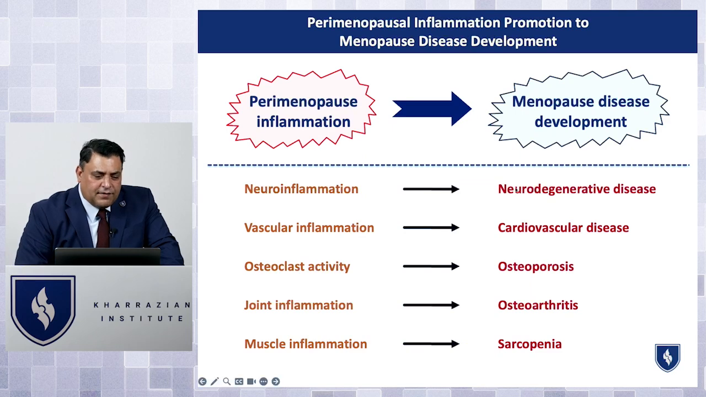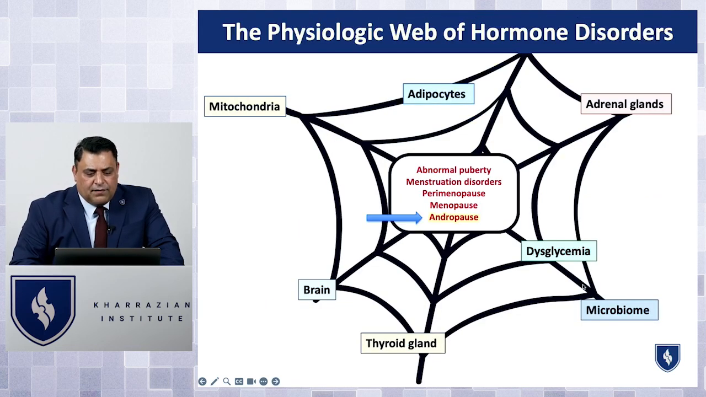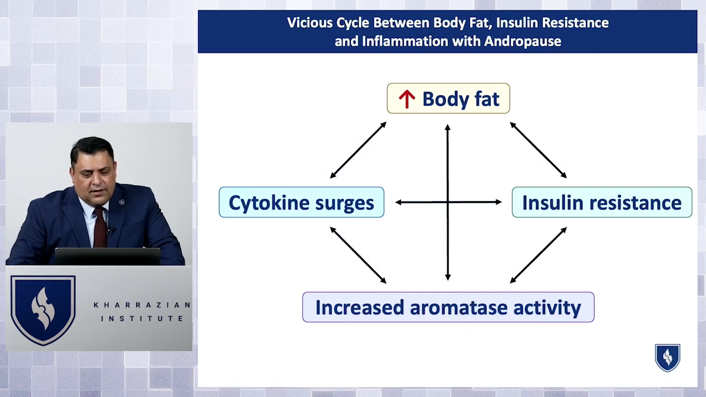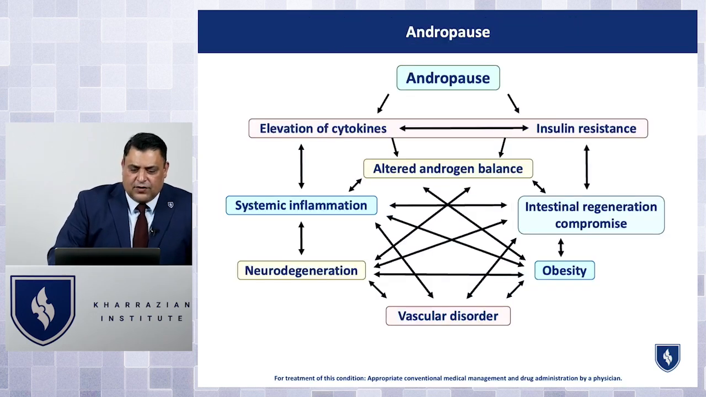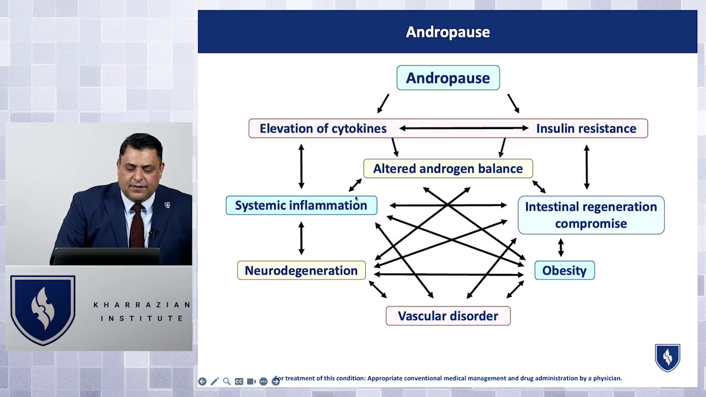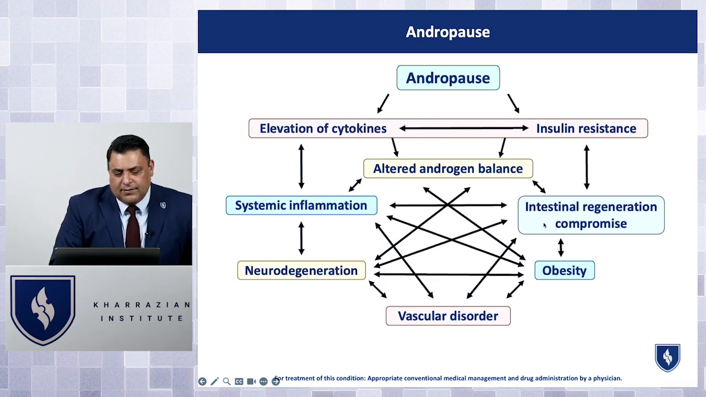If these perimenopause inflammatory pathways that are developed are not addressed, then they progress into neurodegenerative diseases and cardiovascular diseases and osteoporosis and sarcopenia and so forth. Then finally, with males with andropause, it's this vicious cycle between increased body fat, insulin resistance, increased hormone activity, and cytokine surges. And then these vicious cycles start to develop between obesity and systemic inflammation and Leydig cell dysfunction and inflammatory cytokine responses and neuroinflammation and leaky gut and endotoxemia and sleep apnea, and you get these vicious cycles as well.